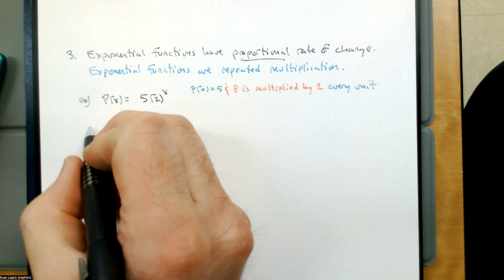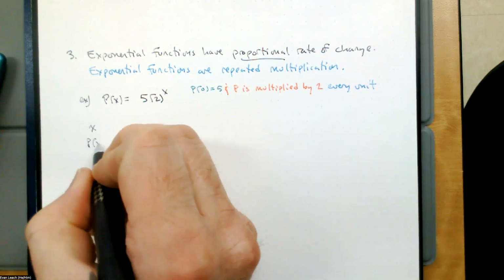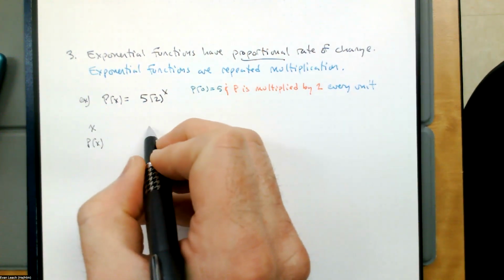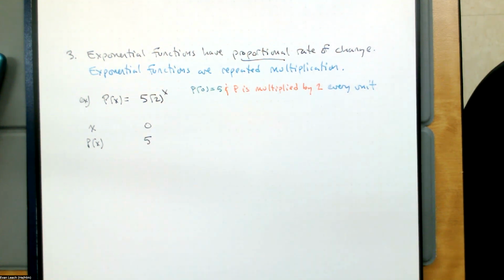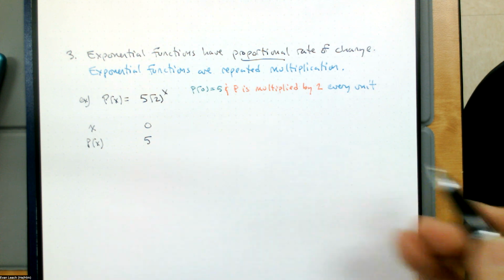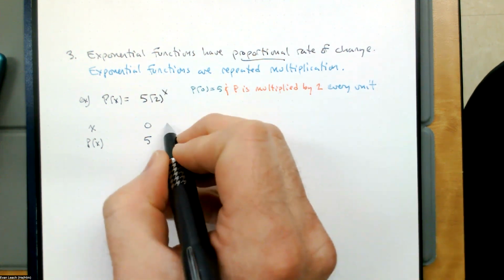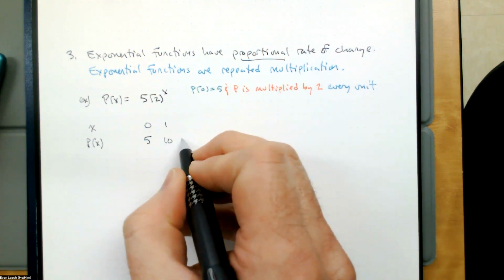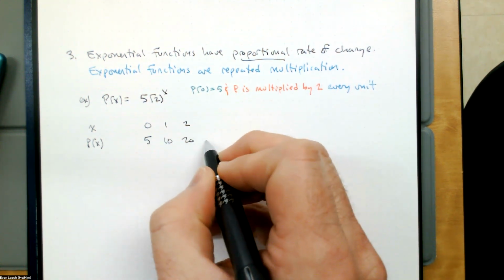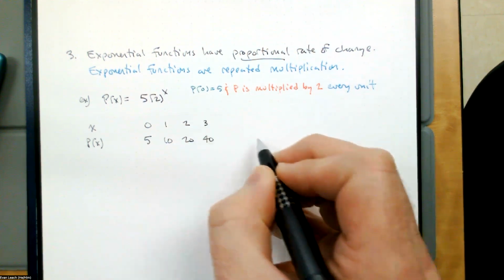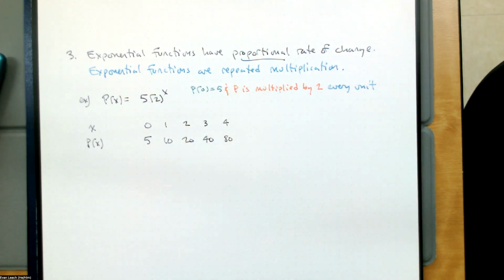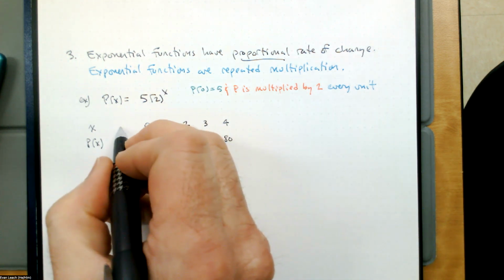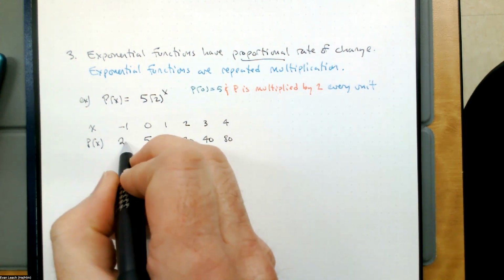So the pattern that we're looking at here, when x is 0, p of 0 is 5. So p of 0 is 5, and our pattern is going to be to multiply by 2 every unit. So that means going backwards, we're going to be dividing by 2. So at -1, we'll have 2.5.